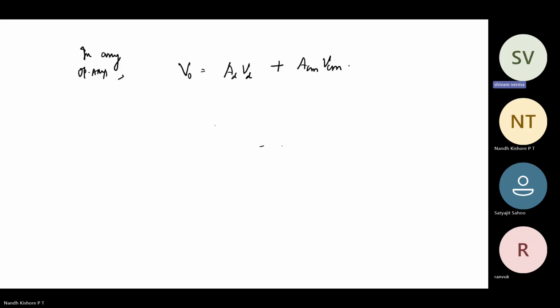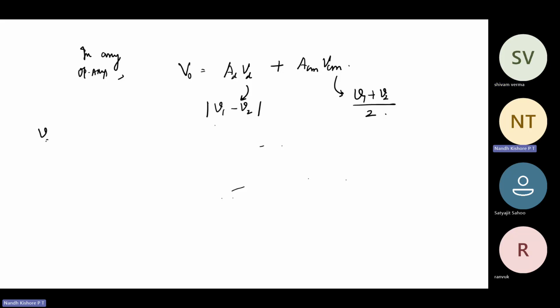Yes, sir, fine. So what is VD? VD is basically V1 minus V2, the difference between the inputs. And what is VCM? VCM is basically (V1 plus V2) by 2. Ideally you would want V0 equal to AdVd and your ACM should be 0, but that doesn't happen in practice.